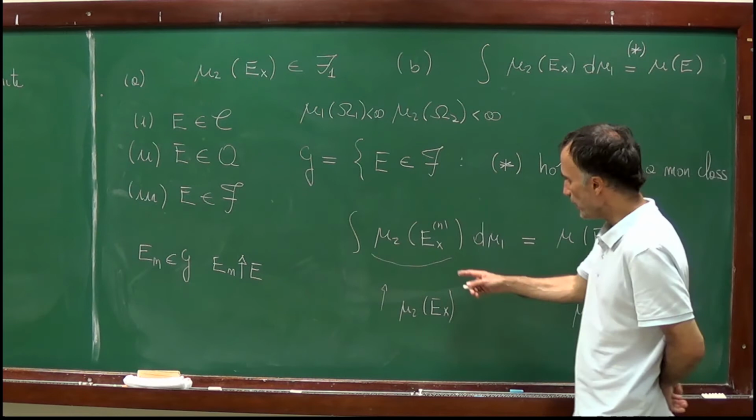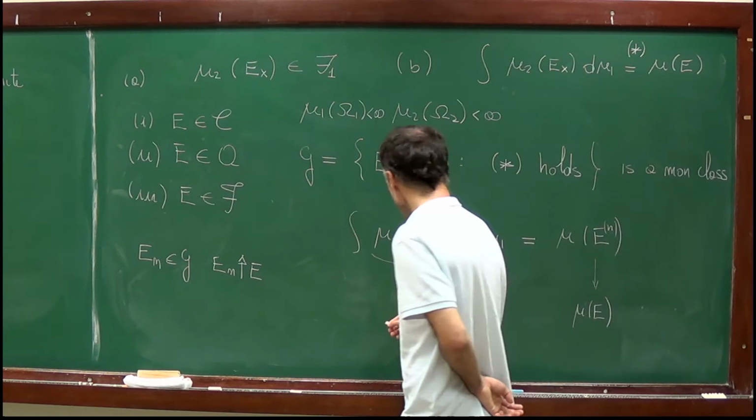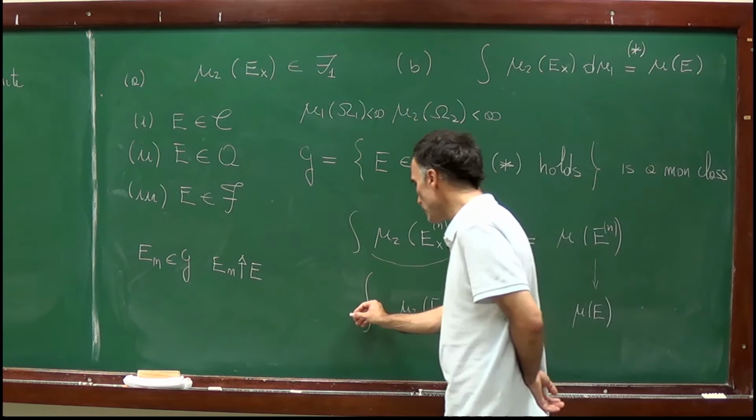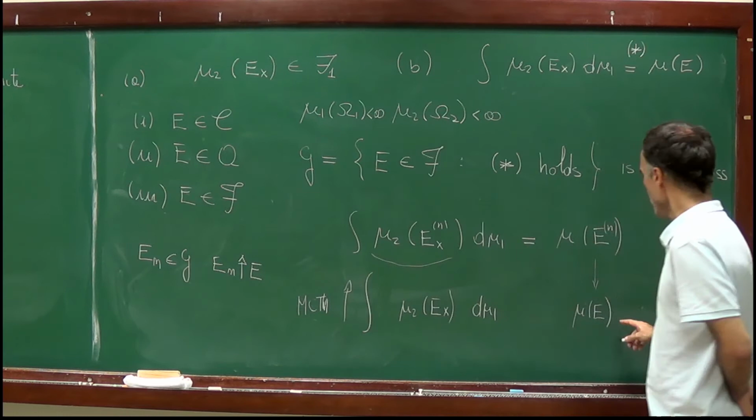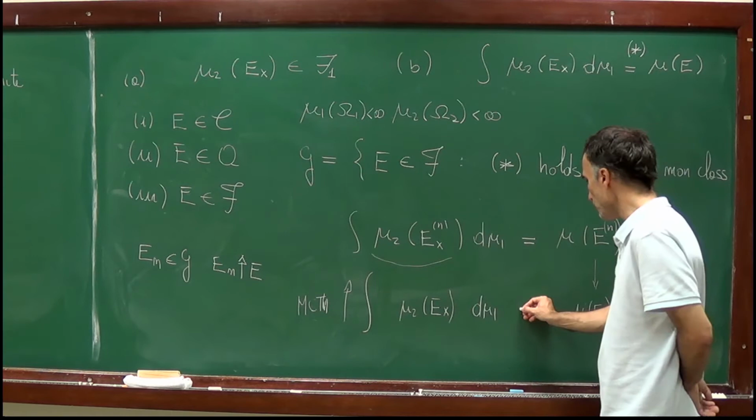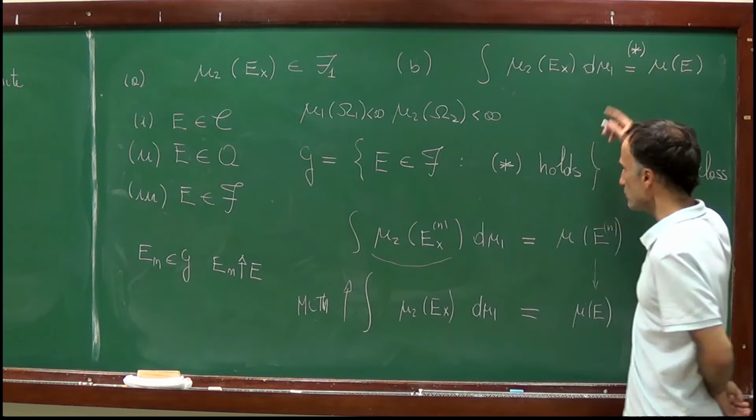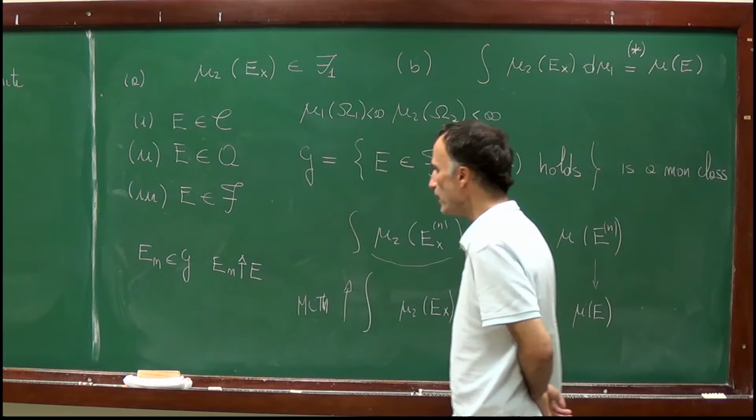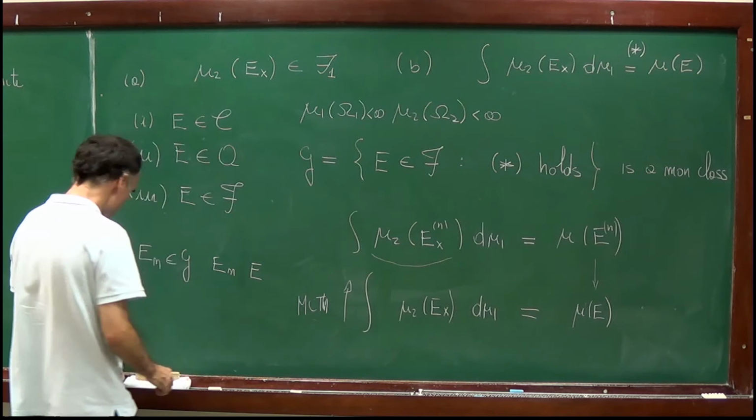Now, since we have here a sequence of non-negative functions which is increasing to a function, by the monotone convergence theorem, this integral is converging to that integral. So here I'm using the monotone convergence theorem. Well, since these two expressions are equal, their limits must be equal, and therefore we have that mu of E is equal to the integral with respect to mu 1 of the function mu 2 of Ex. So this proves that this identity holds for E, and therefore that G is closed under increasing sequences. The same argument, or a similar argument, will show that G is closed under decreasing sequences. So let's assume now that En is decreasing to E.